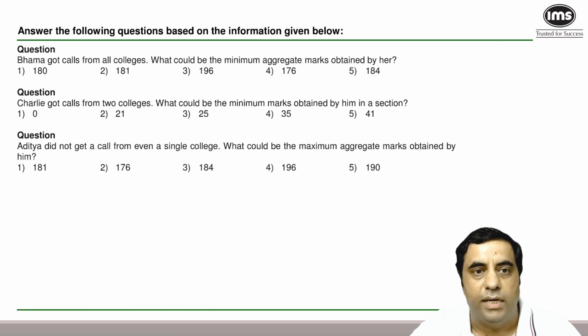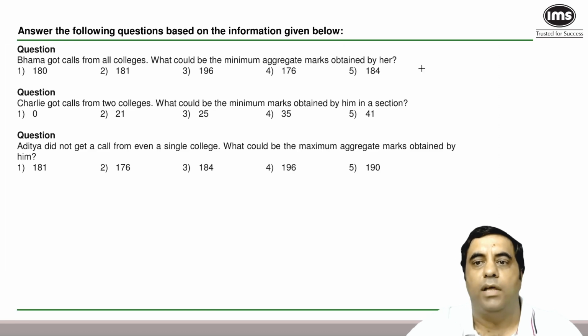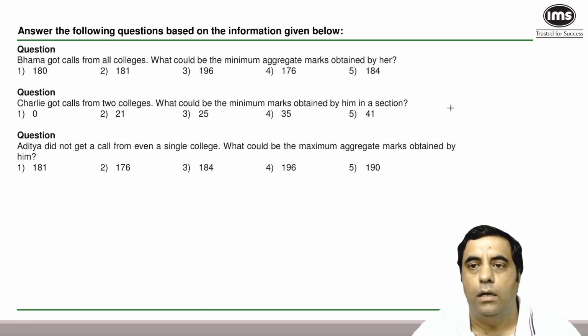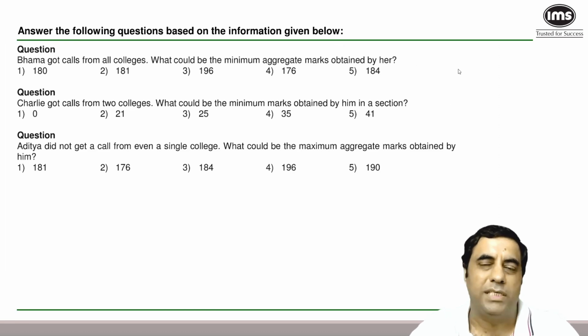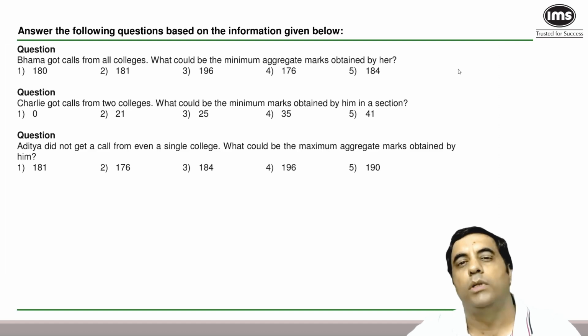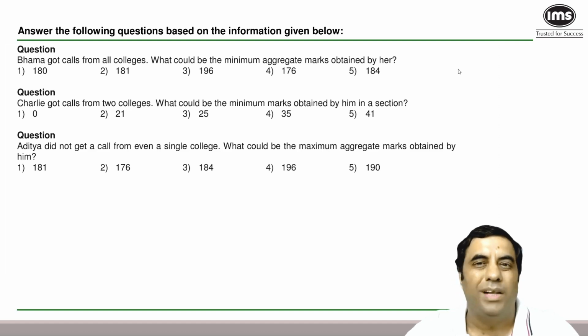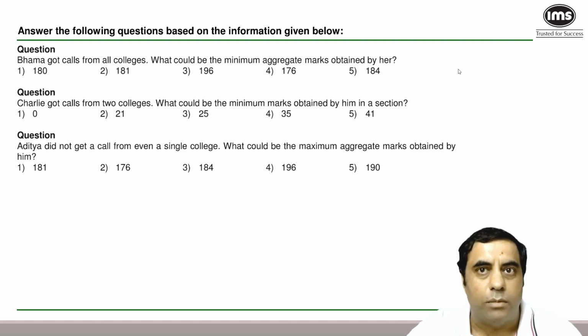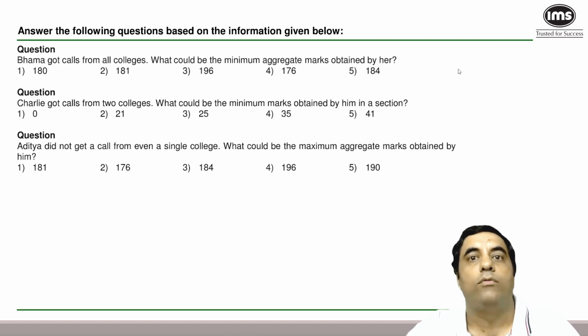And the third question says, Aditya did not get a call even from a single college. So what would be the maximum aggregate marks obtained by him? So basically, what are you supposed to do? In all the 3 questions they're talking about what could be the minimum or what could be the maximum score. Let's try and read question number 1 again and then look at how we have to go about this.